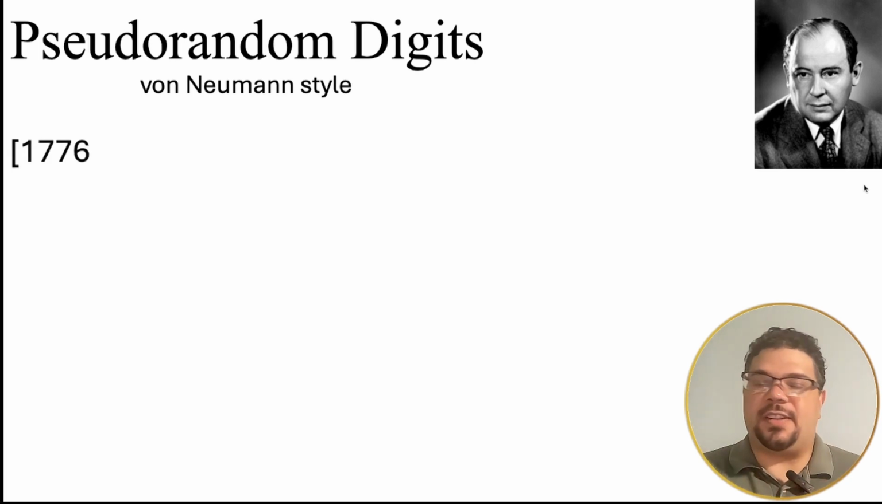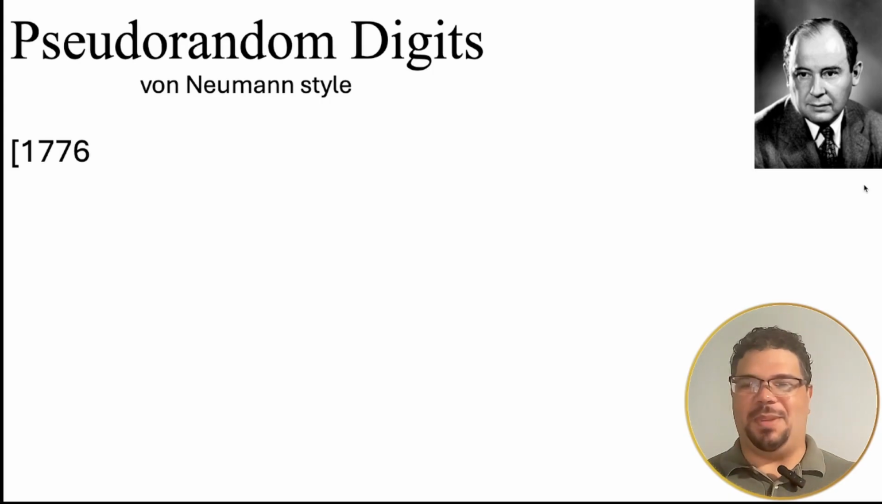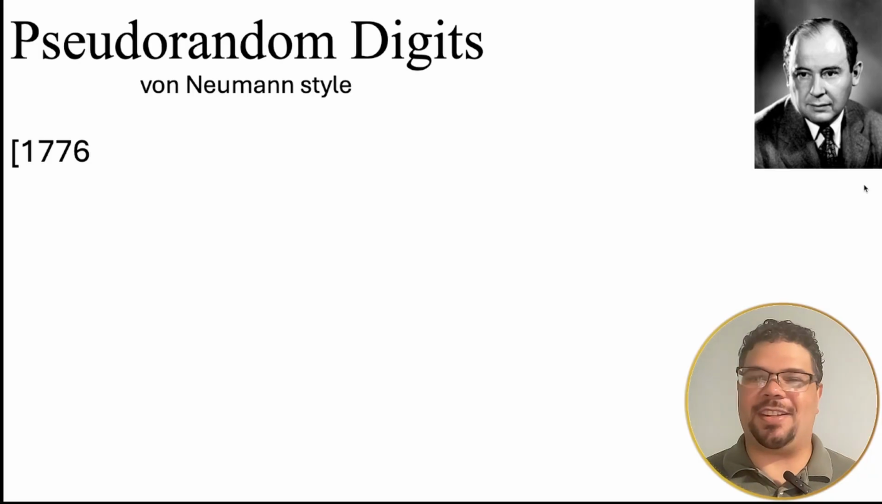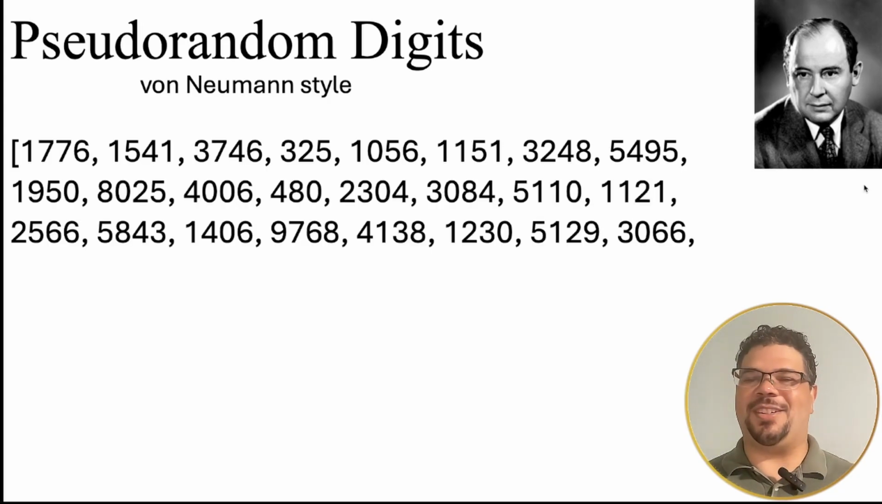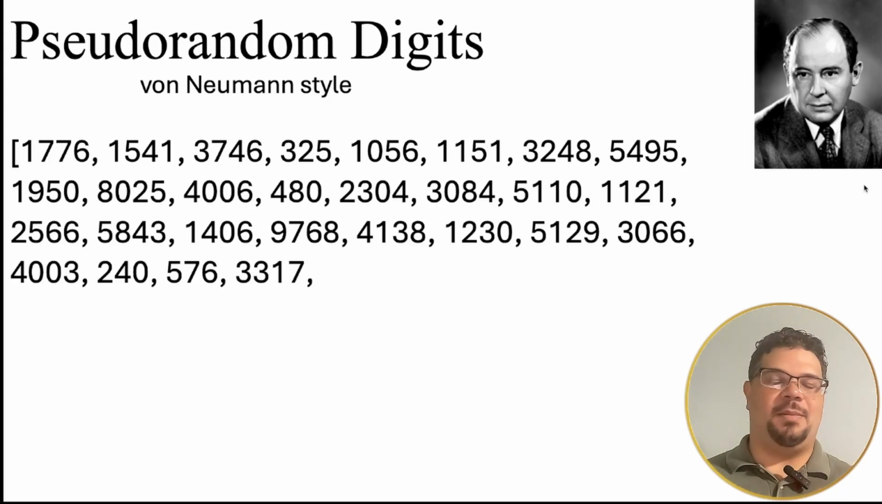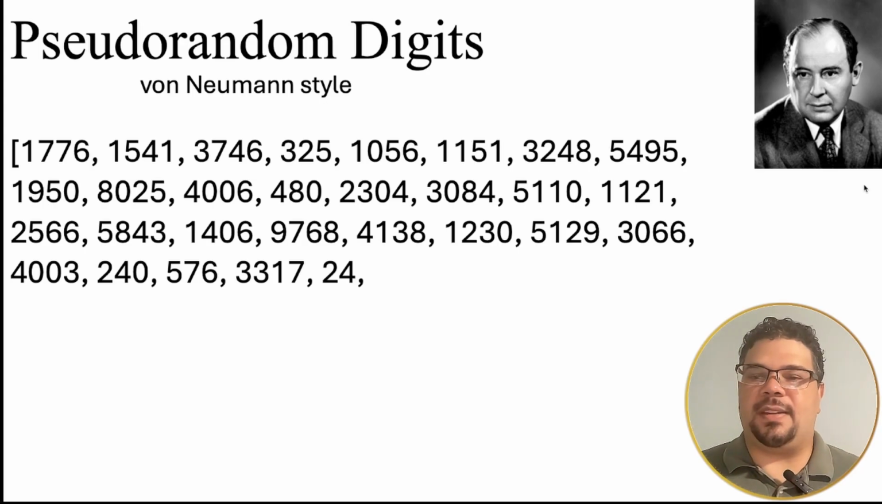Let's try it with a different seed, with a different initial number. Be patriotic, I chose 1776. We know what to do: square it, take the middle digits. It gives us 1541, then 3746, 325, and so on and so on. We get a nice long marching string of more and more numbers that seem to be very random from what we can tell. Well, 24 is maybe the first hint that something's about to go wrong.